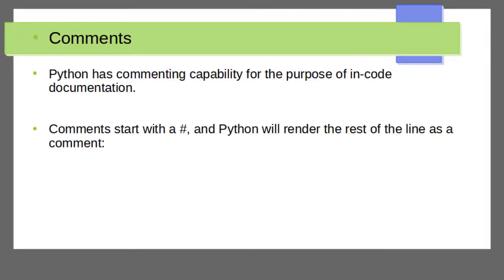Now our last topic, comments. Python has commenting capability for the purpose of in-code documentation. Comments start with a hash, and Python will treat the rest of the line as a comment. As you see in the example, we use a hash to make the rest of the line a comment.